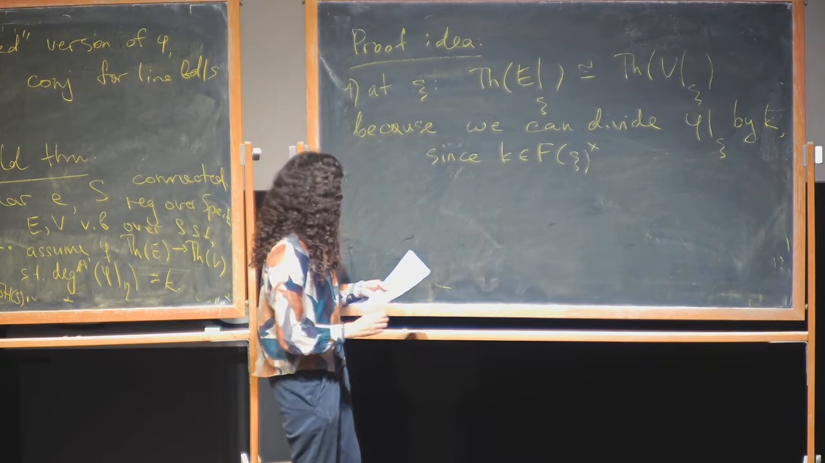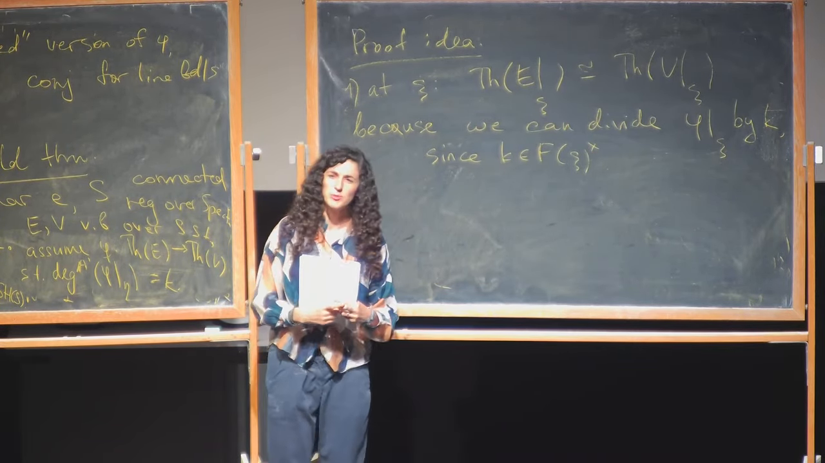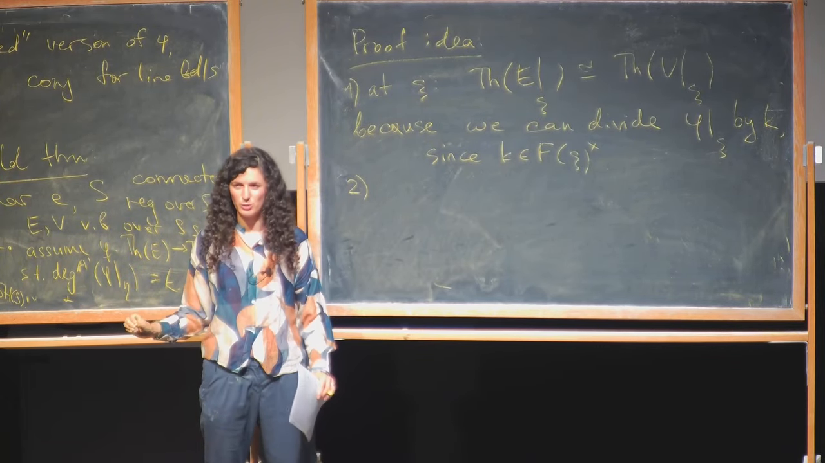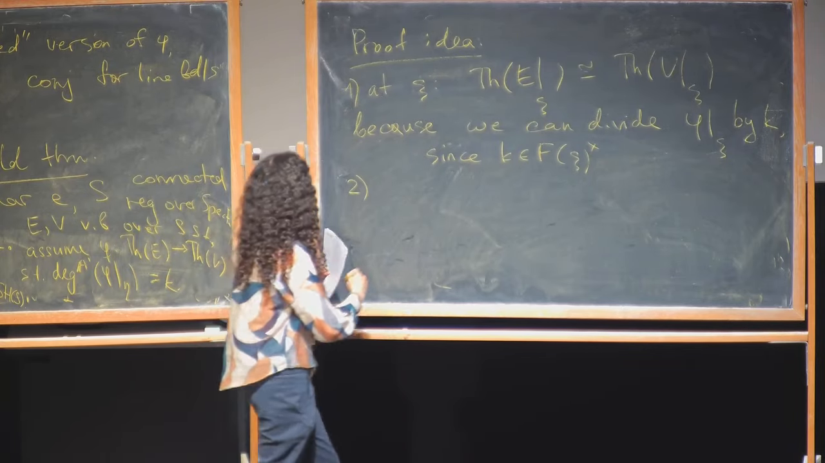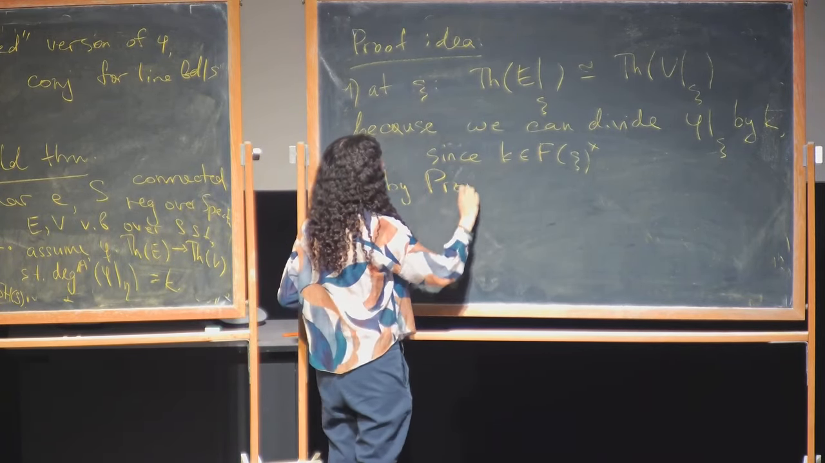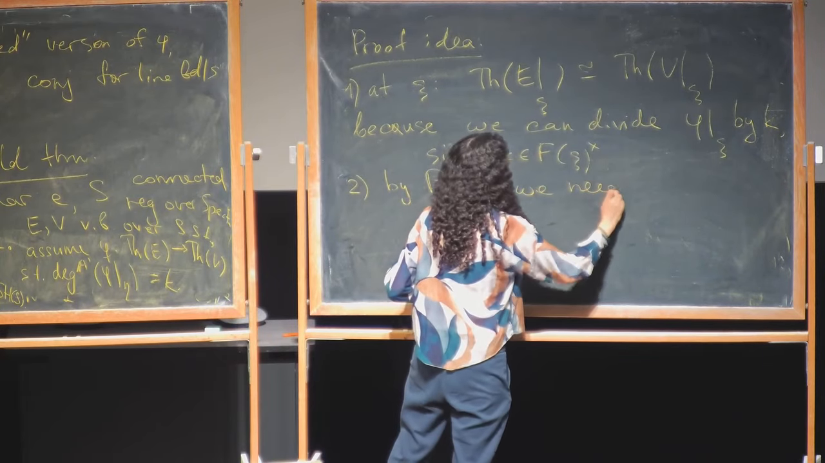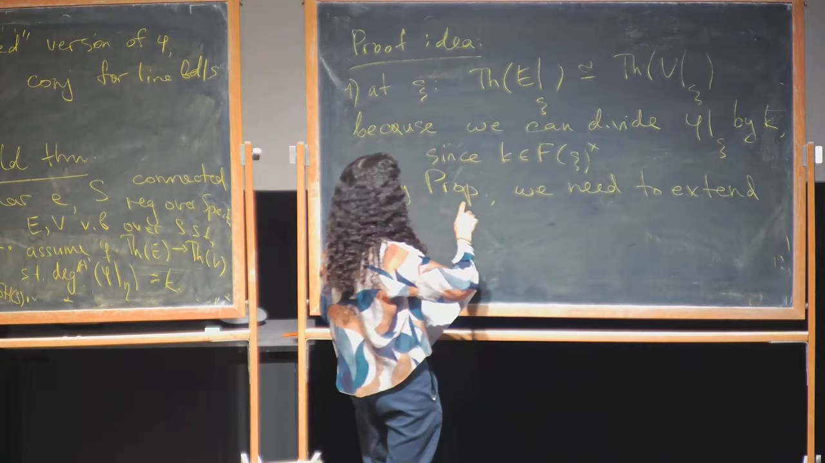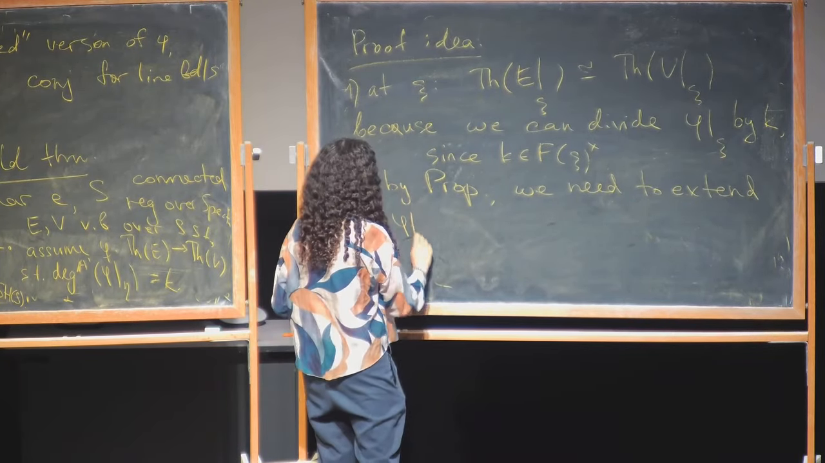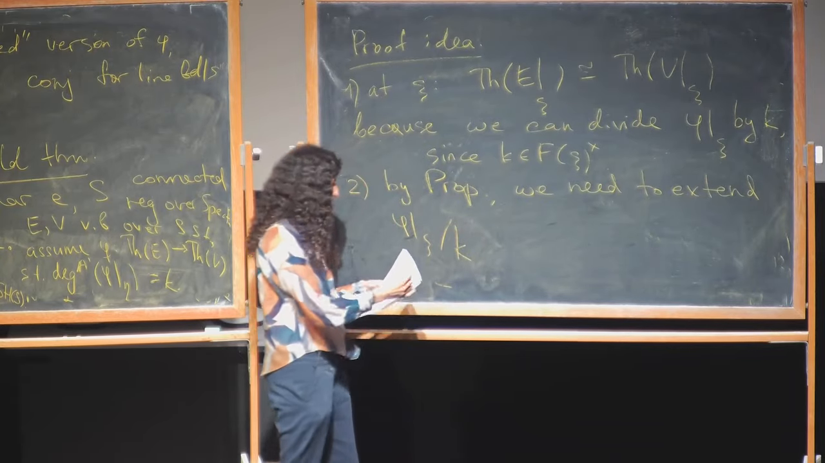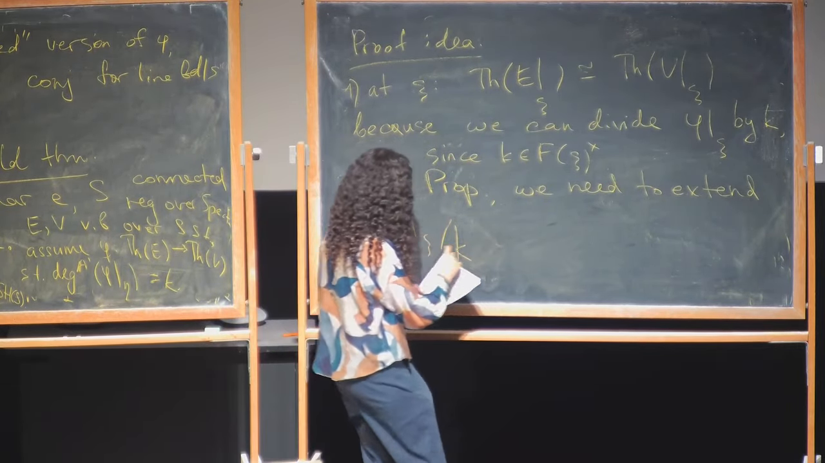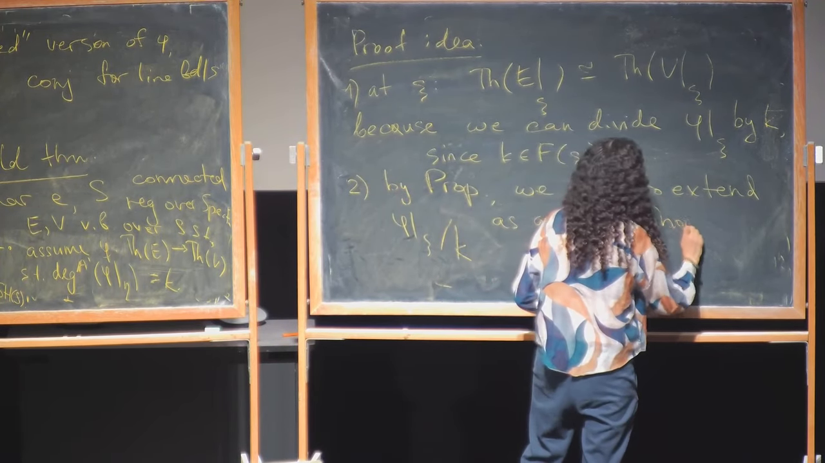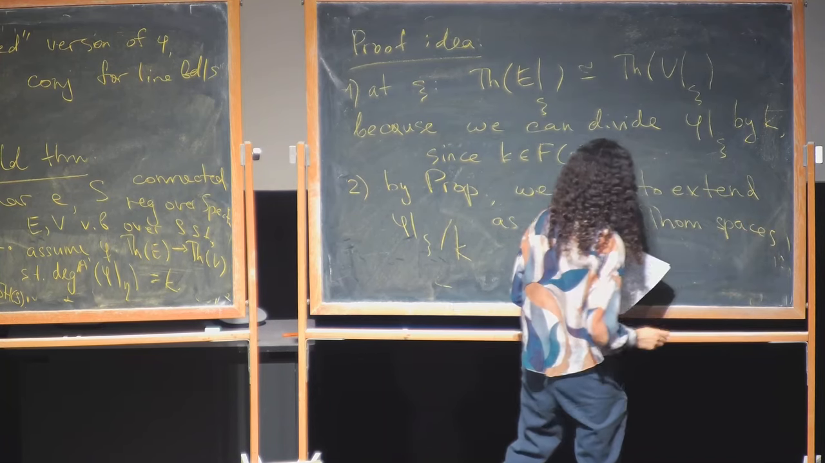And so now, we had a proposition that in general, when you have a map between Thom spaces, it is an equivalence when it's an equivalence on the generic points. So our job is to extend. By the proposition we had, we need to extend this business, phi at the generic point divided by k, as a map of Thom spaces to the whole scheme.